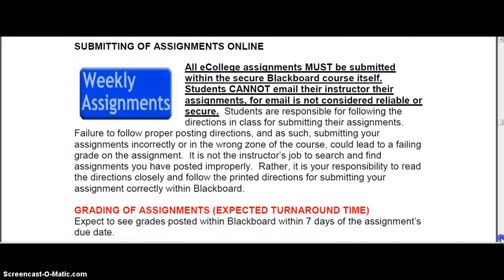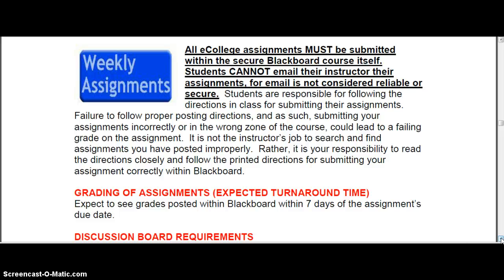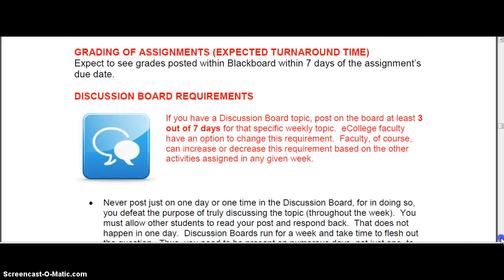Submitting of assignments online. All eCollege assignments must be submitted within the secure Blackboard course itself. Students cannot email the instructor their assignments, for email is not considered reliable or secure. So make sure you know you cannot email me assignments. Everything I will be able to look at through Blackboard and WebAssign, so online. Grading of assignments. Expect to see grades posted within Blackboard within 7 days of the assignment's due date.